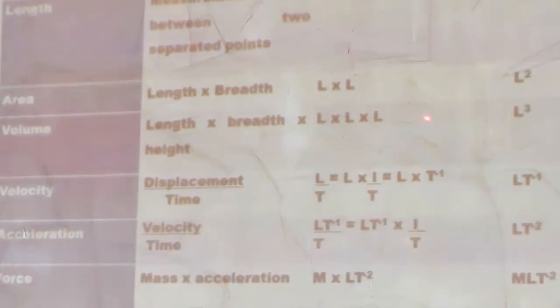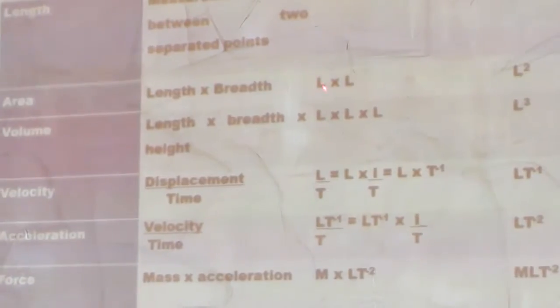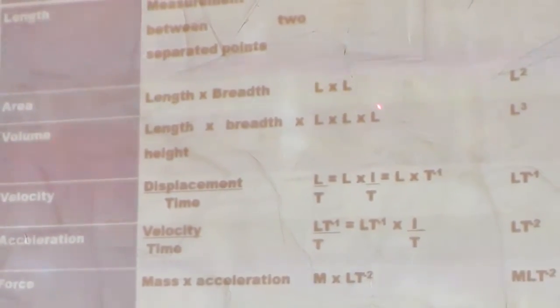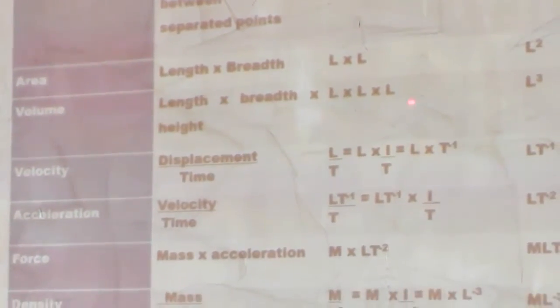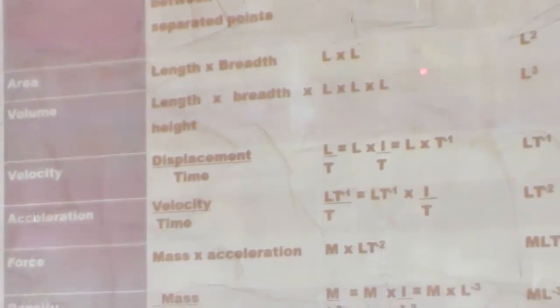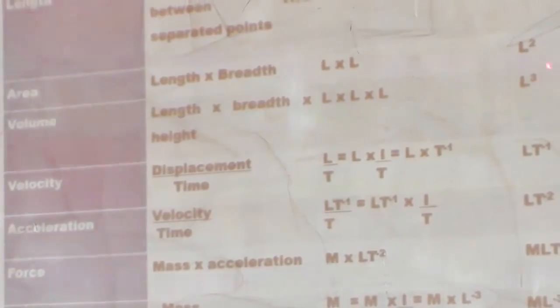When you multiply L by L, what we are going to have here becomes L squared, that is L raised to power 2. Because the L here has a power of 1, and the L here also has a power of 1. According to the law of indices, you add the powers: 1 plus 1, what we arrive at is 2. Therefore, we have L raised to power 2, which shows that the dimension of area becomes L raised to power 2.